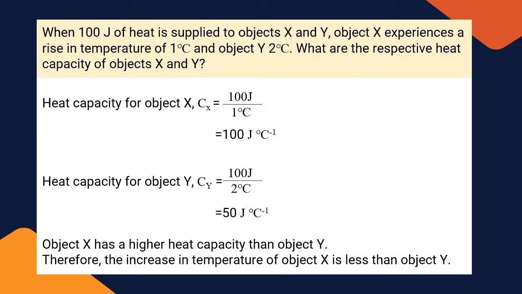When 100 joule of heat is supplied to objects X and Y, object X experiences a rise in temperature of 1 degree Celsius and object Y 2 degrees Celsius. What are the respective heat capacity of objects X and Y? By using the formula, we can know that heat capacity for object X is 100 joule per degree Celsius, while for object Y, the answer is 50 joule per degree Celsius. So now we can know that object X has a higher heat capacity than object Y. Therefore, the increase in temperature of object X is less than object Y.